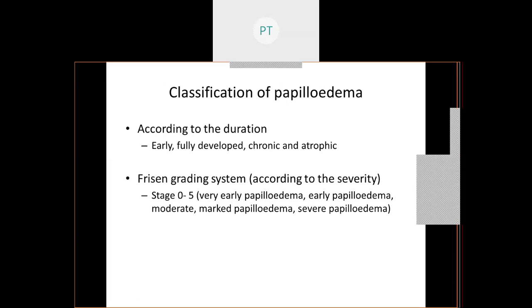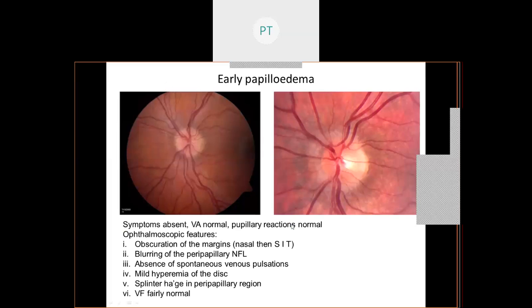So how will you classify papilledema? According to duration, it can be classified as early, fully developed or established, chronic, and atrophic. There's a Frisén grading system according to the severity, which grades it from 0 to 5. You can have very early papilledema, then moderate, marked papilledema, and severe papilledema. So let's go according to the duration. As we know, papilledema is nearly always bilateral, but it may be asymmetrical.